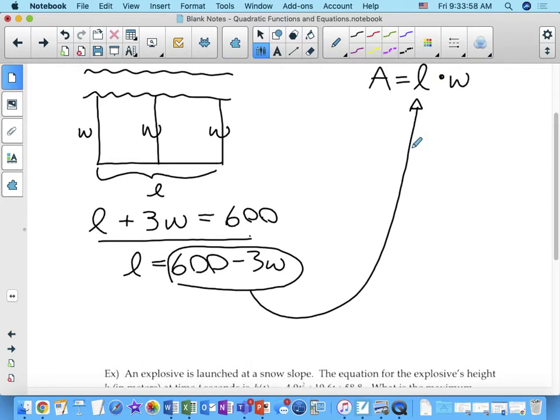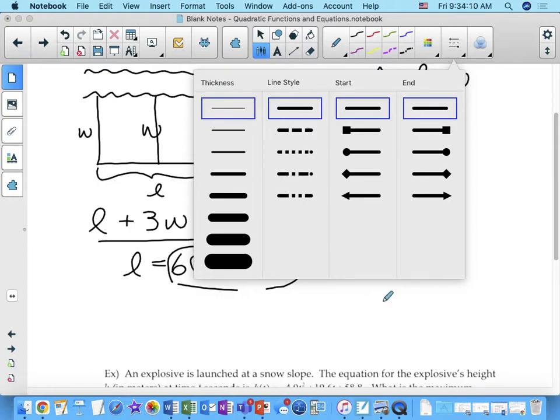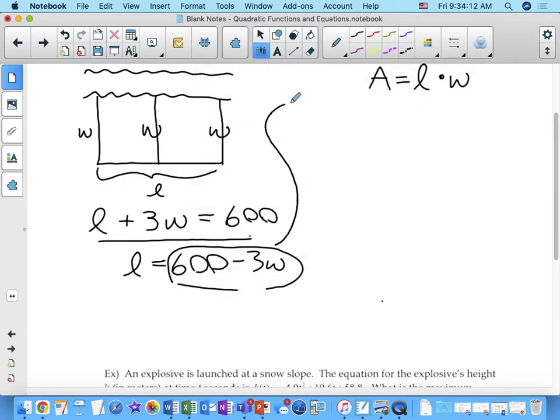Okay, so what we're going to get, maybe I actually should have, whoops, I'm going to do this so that I have space to write. Okay, so we're going to get area equals 600 minus 3 width times width. This is good because now we only have 2 variables.